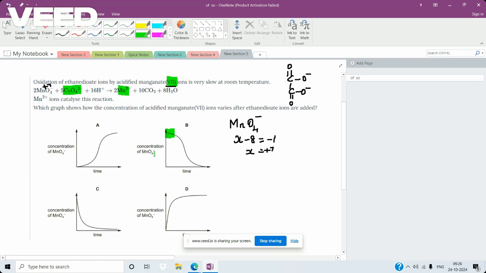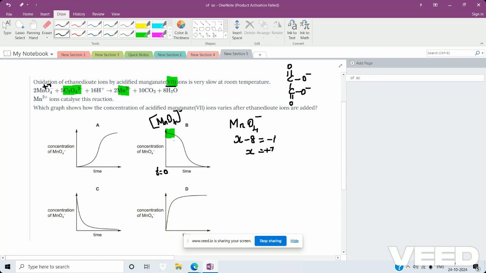The concentration of MnO4 gets reduced because it's a reactant. So the reactant concentration will always be high when the time is 0. So MnO4 concentration will be very high at the initial stage. And then after proceeding, that is after taking 2 or more seconds, what will happen? There is a small decrease in the reactant concentration.